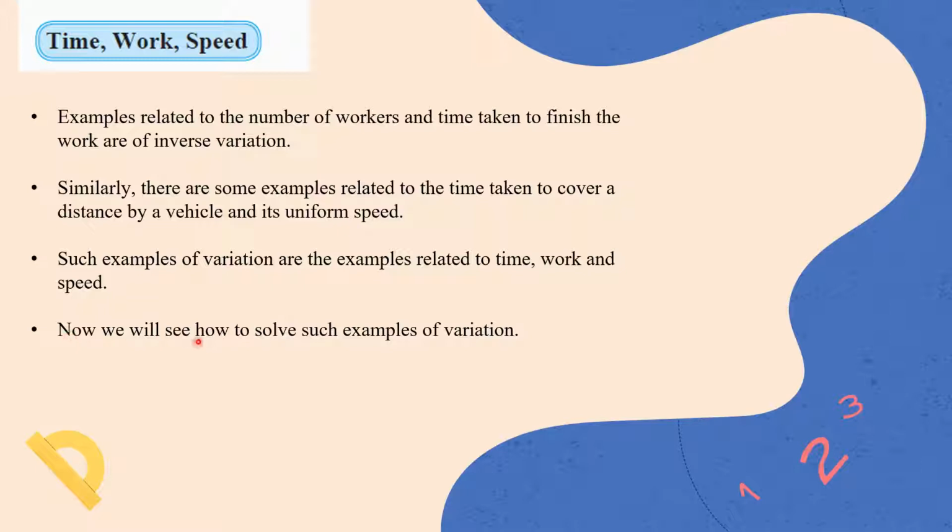Now we will see how to solve such examples of variation. One thing to note is that if the problem sum is about time, work, or speed, then that problem sum will be about inverse variation.